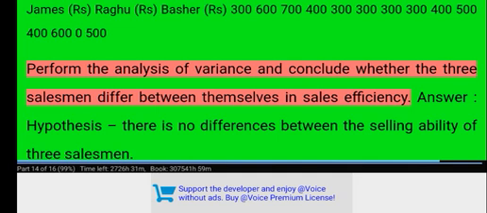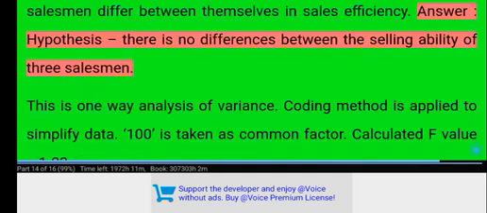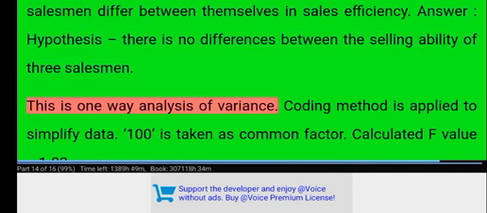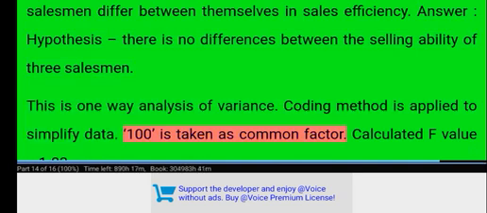Perform the analysis of variance and conclude whether the 3 salesmen differ between themselves in sales efficiency. Answer. Hypothesis: there is no difference between the selling ability of the 3 salesmen. This is one-way analysis of variance. Coding method is applied to simplify data. 100 is taken as common factor.